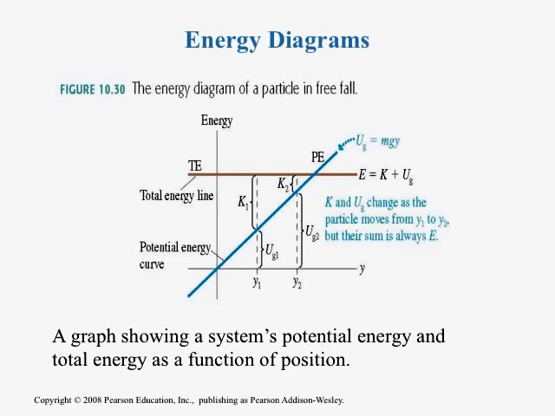The difference between the total energy and the potential energy is the kinetic energy. By definition, kinetic energy plus potential energy is total energy. So we look at the values of potential energy on our graph and subtract those from total energy to determine the kinetic energy.